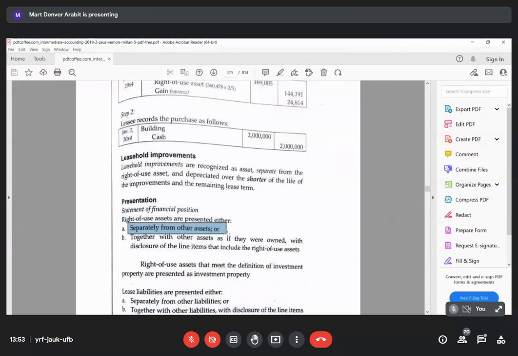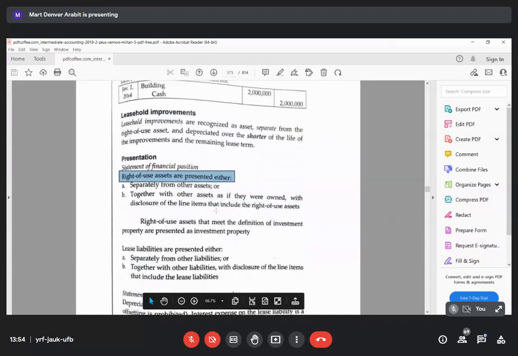And letter B, together with the other asset as if they were owned with disclosure of the line items that include the ROU. Or if you have a group of asset that this leased asset is similar to those asset, then pwede mo siyang i-group as part of one line item in the financial statement provided there is a disclosure that yung breakdown will disclose na this asset is under lease, which includes ROU.